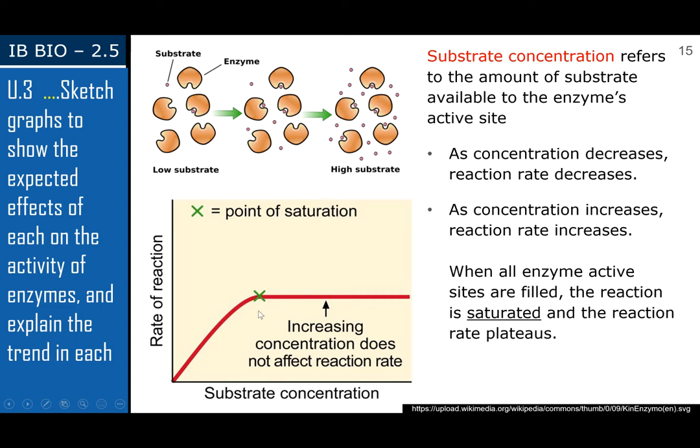And we call that point where it starts to level off the point of saturation, meaning all the enzymes are busy. That reaction rate can only increase so much. So here we have some enzymes busy, more enzymes busy, more enzymes busy. Eventually, all the enzymes are going to be busy and they can't work any faster. So that rate of reaction is going to stay the same.